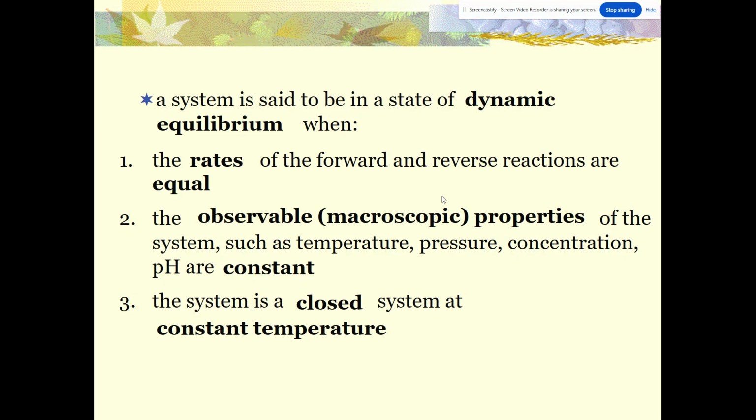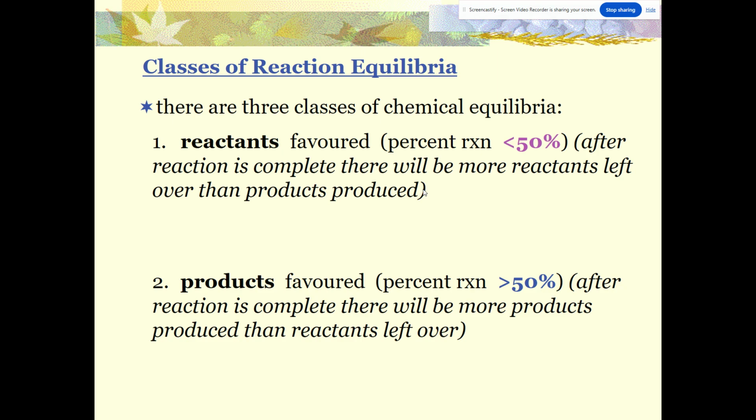Everything is now constant. Now this, for us, would appear that the reaction has stopped. The reaction has made as many products as it's going to make, and it's now done. But in fact, it's continuing to happen, but at equal rates. So it appears that nothing's changing, but the reaction is still taking place in the forward and reverse process.